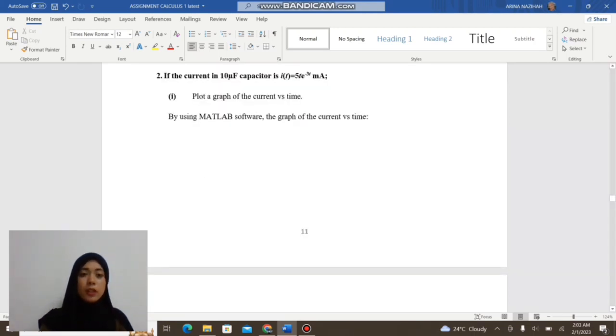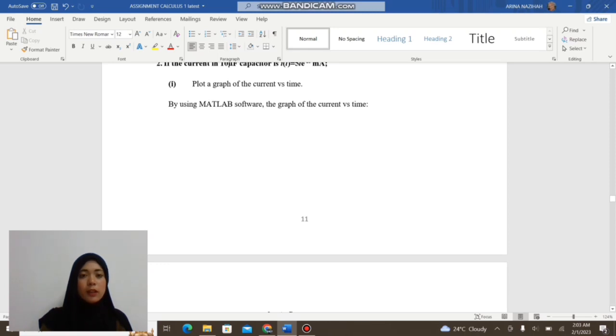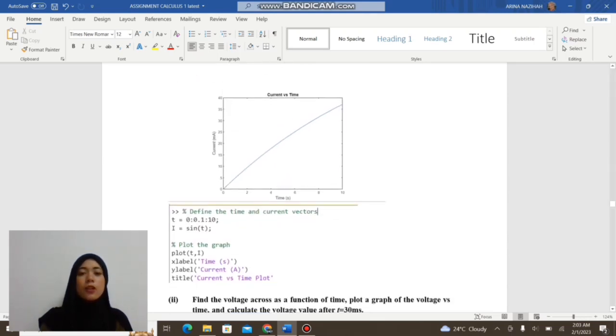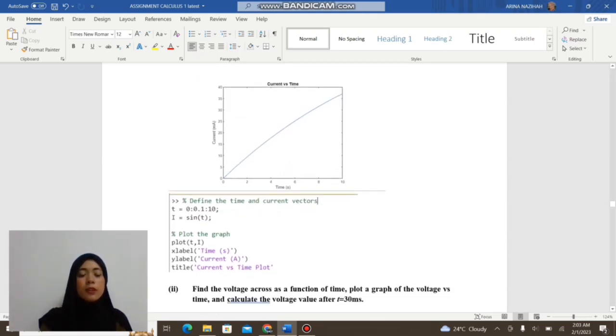Question number 2: if the current in a 10 microfarad capacitor is i(t) equals 5 t e to the power of minus 3t milliampere, the task is to plot a graph of the current versus time using Matlab software. So we show you this is our graph using Matlab, current versus time, and the current starts from here at 0.